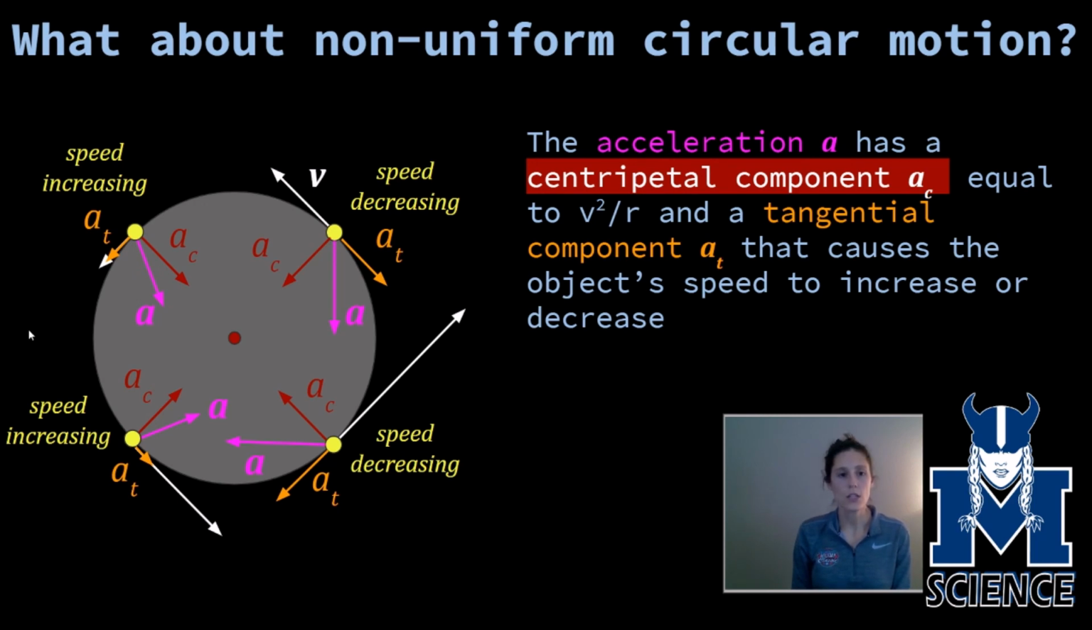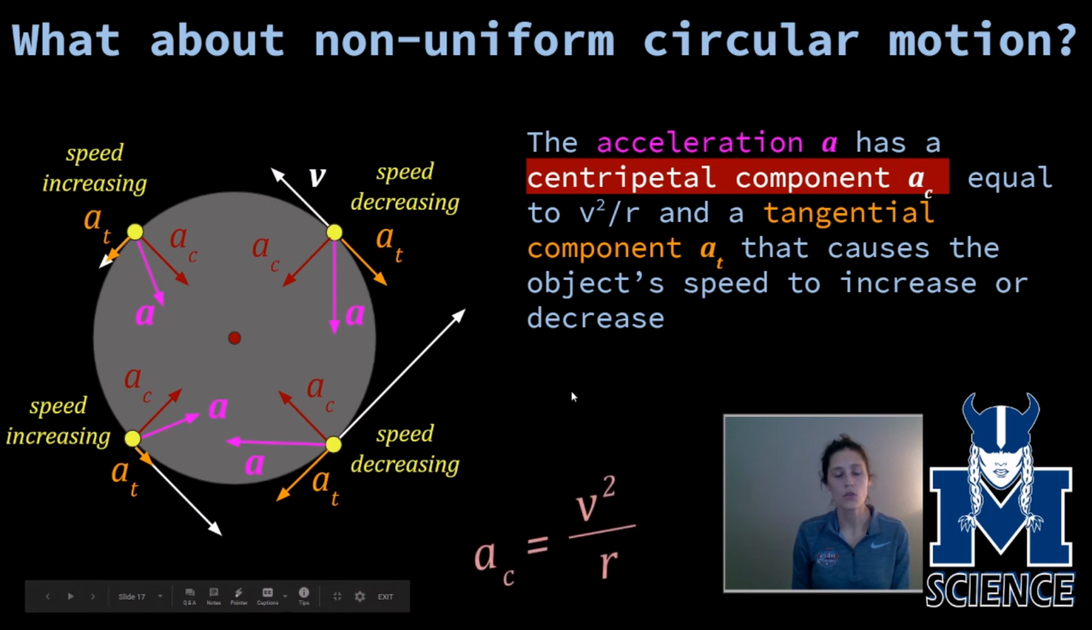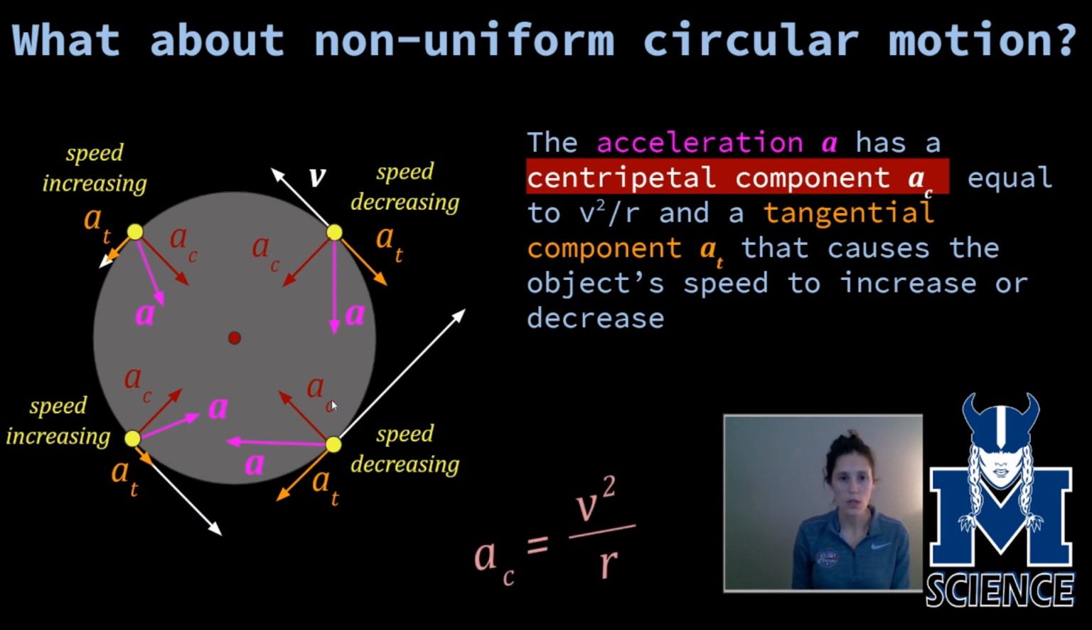So that's just an example of the fact that you still have a component of the acceleration that's a centripetal acceleration, even if it's non-uniform circular motion.